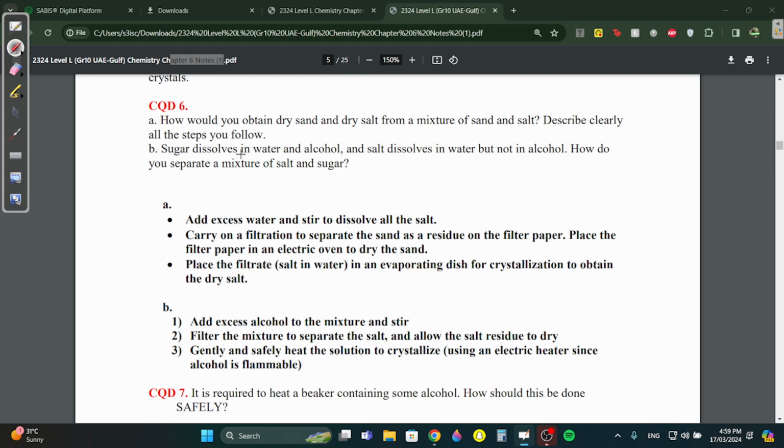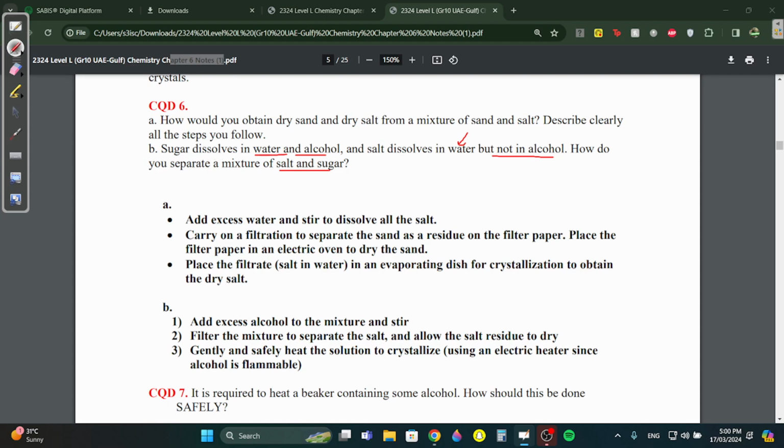Part B, I think maybe they'll get you part B, honestly. Sugar dissolves in water and alcohol, and salt dissolves in water but not in alcohol. How would you separate salt and sugar? So they said sugar dissolves in water and alcohol, but salt only dissolves in water. So what would you do? First, we would add alcohol. This is called selective solubility, by the way.